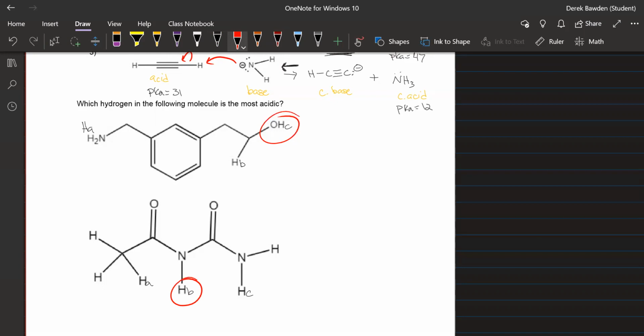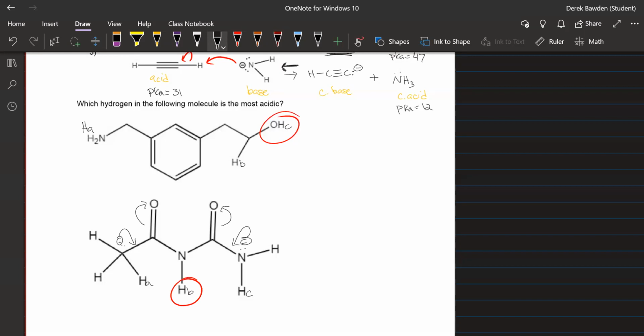So let's compare A and C. First of all, if A was to get taken, this carbon would hold a negative charge, and that can resonate. So that's pretty stable, right? If something can resonate. Whereas if nitrogen was to get the negative charge, that can also resonate. So nitrogen is going to be more stable than carbon. So we know it's going to be either B or C.